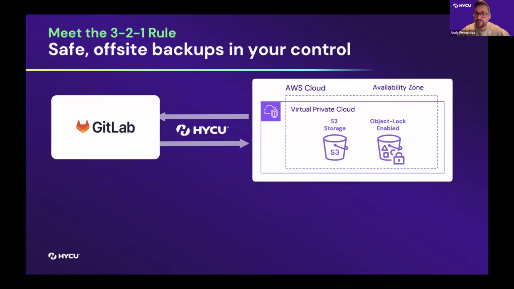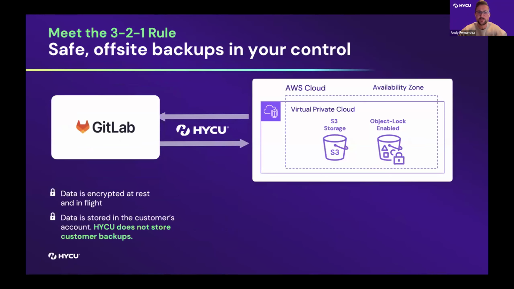But there's something that I want to specify here because it's very, very important to understand where the data is stored. I'm giving you an example here of your backups running in AWS, meaning in your AWS account in an S3 bucket only controlled by you. First, of course, all data is encrypted at rest and in flight. This is in your AWS account. This is not in a HYCU store backup. This is your AWS backup.